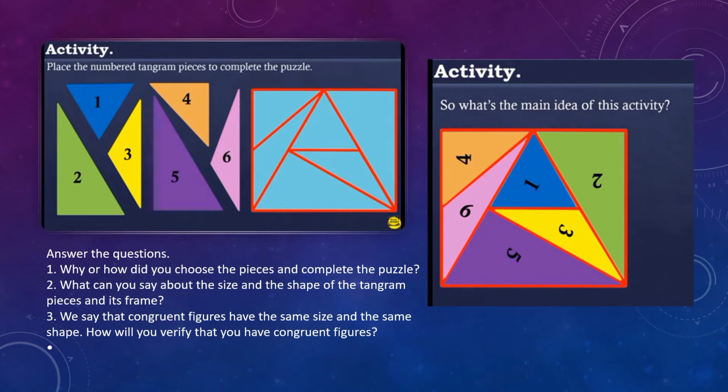How did you choose the pieces and complete the puzzle? The players, or you, search for the tangram piece that is exactly similar to the space on the tangram board, or that is congruent to it. The tangram pieces and its frame are equal in measure of sides and angles. We say that congruent figures have the same size and the same shape because they match.